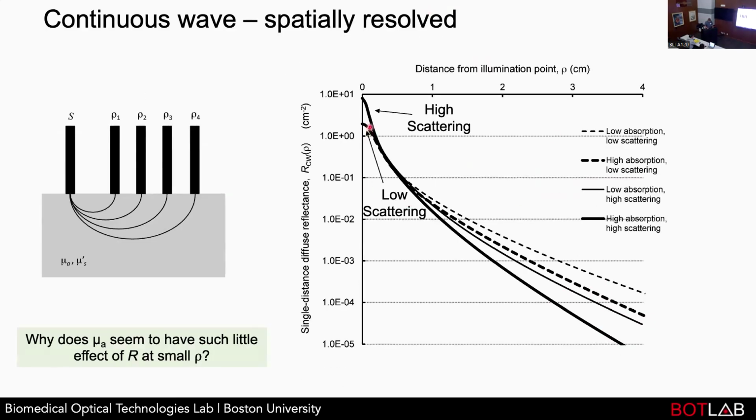I also want to focus on measurements really close to the source. Do you see here that the 4 lines collapse basically into 2 lines? This bottom one is the low scattering case that includes both a high and low absorption. And then this one is the high scattering case. So why does absorption seem to have no effect on measurements so close to the source? Who could give me an intuitive explanation of why that's the case? Who's got an idea?